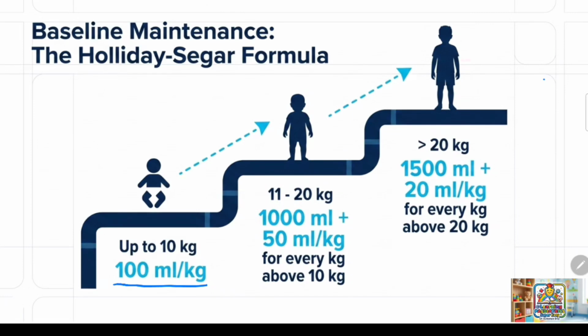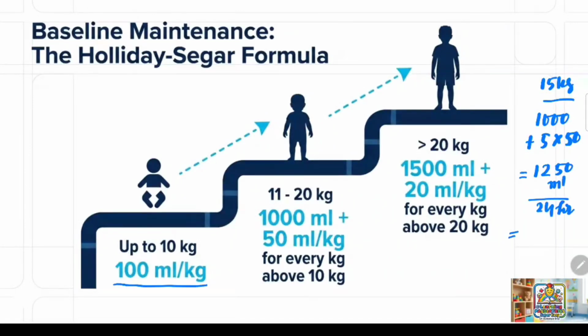Let's say a 15 kg child. What will be the total maintenance fluid within 24 hours? For the first 10 kg, 1000 ml. The next 5 kg, 50 ml per kg, 5 into 50, that is 250. So the total is 1250 ml over 24 hours. It is approximately 52 ml per hour.